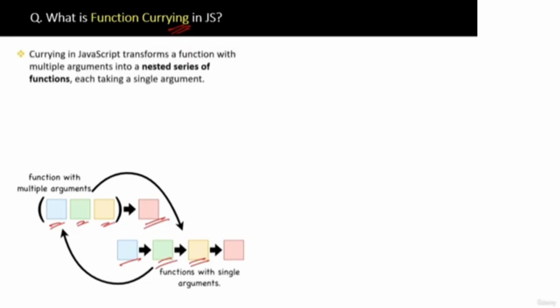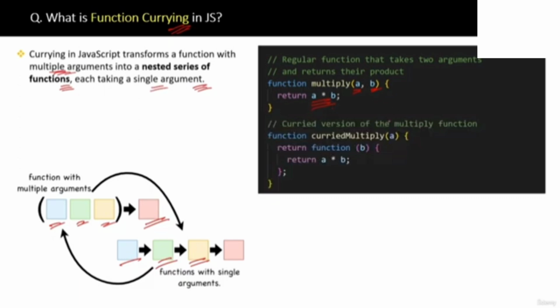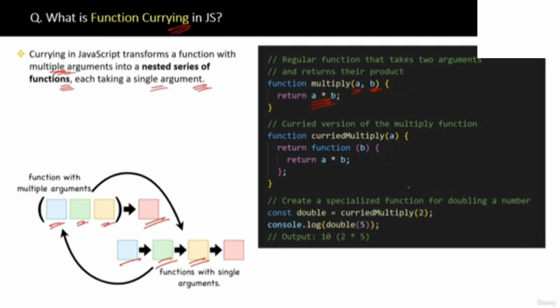Currying in JavaScript transforms a function with multiple arguments into a nested series of functions, each taking a single argument. Now here you can see the code of a regular function that takes two arguments and returns their product or multiplication. Now here is the curried version of the above multiply function. This is a nested function approach. How to call this? First, we will call the outer function curriedMultiply with one argument like this and get the result function in a variable. Then we will call the variable like a function and pass the argument as the parameter. And finally, we are getting the multiplication of a and b.